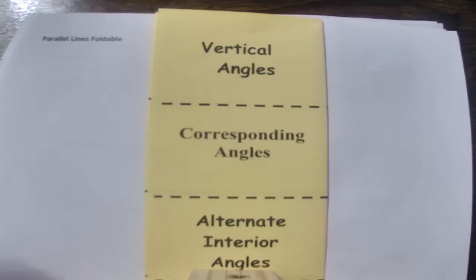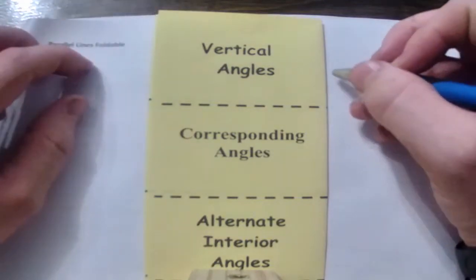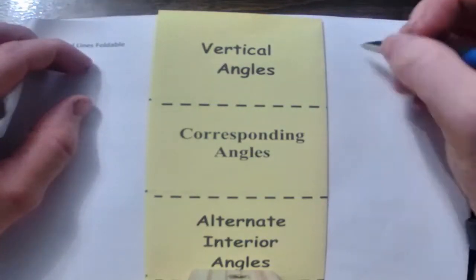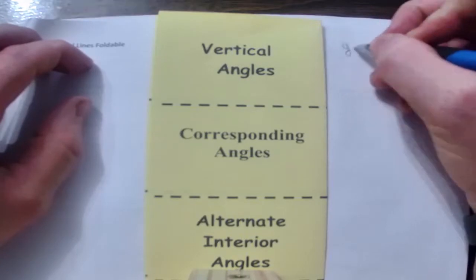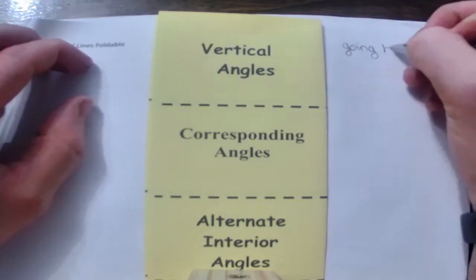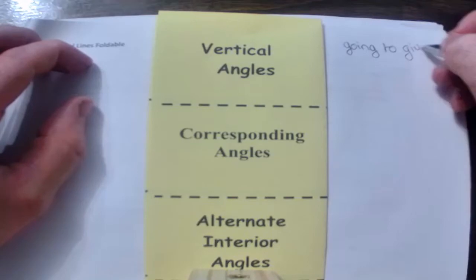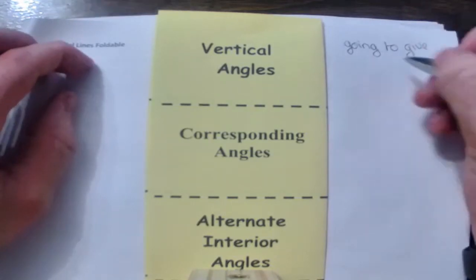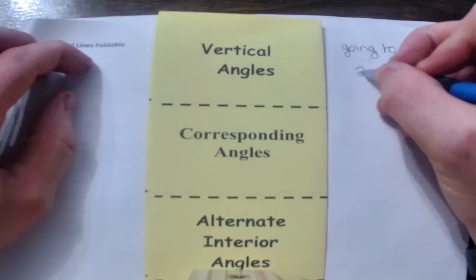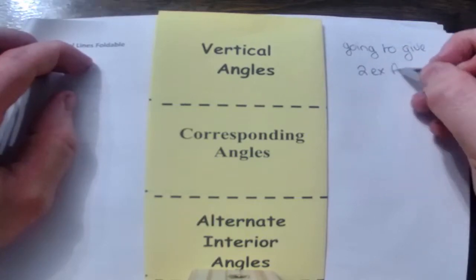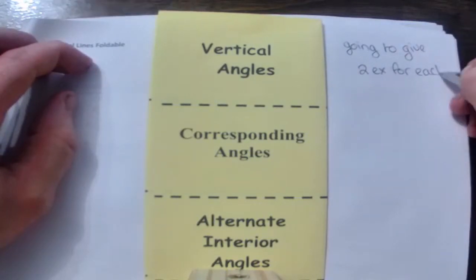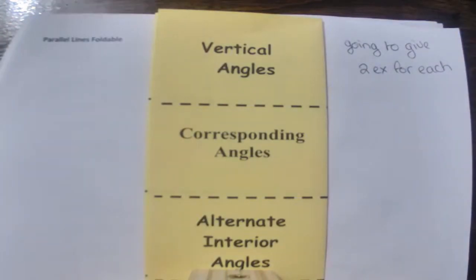So I will go through each of these. Now I am going to give 2 examples of each. So I'll write on here, just in case some of you aren't listening like you're supposed to, I'm going to give 2 examples for each. Now, that does not mean that there's only 2 possible ones. It's just so I'm not doing too many markings on each one. That's how I'm going to show it.